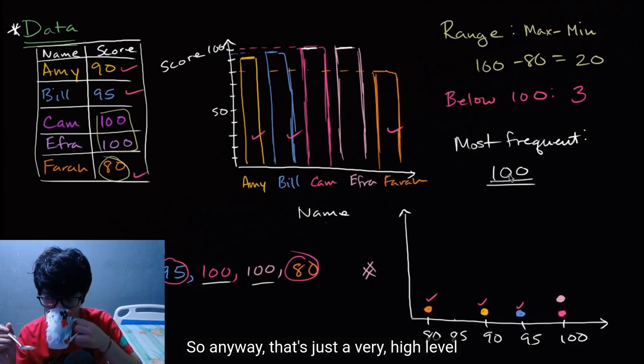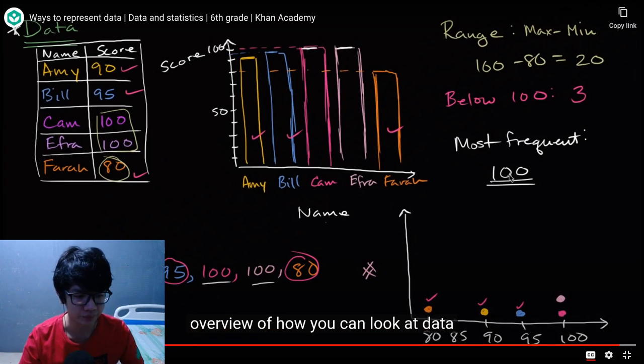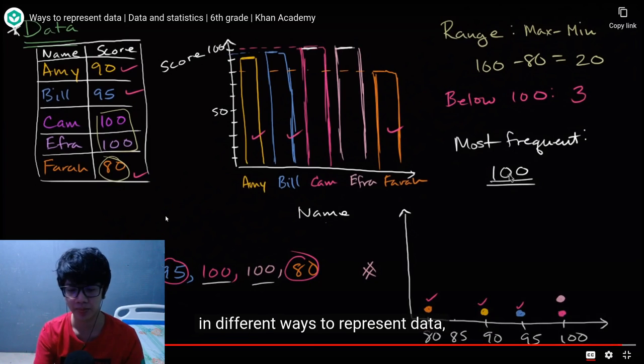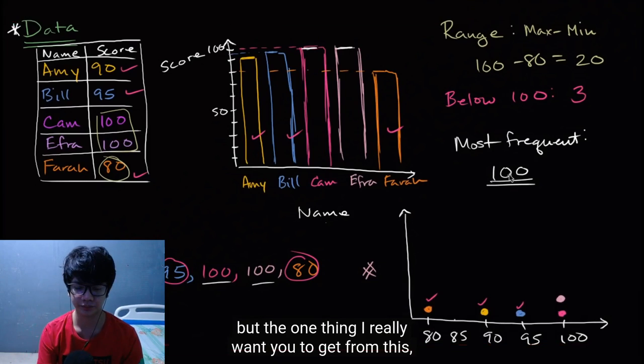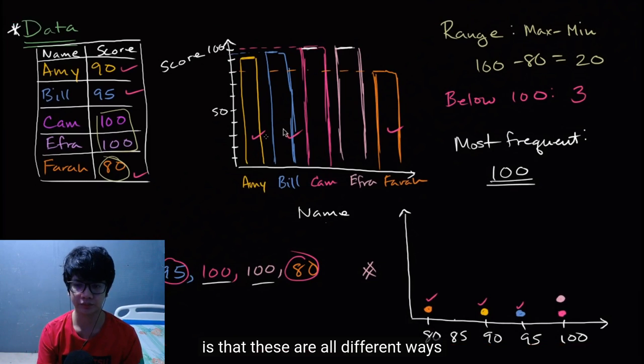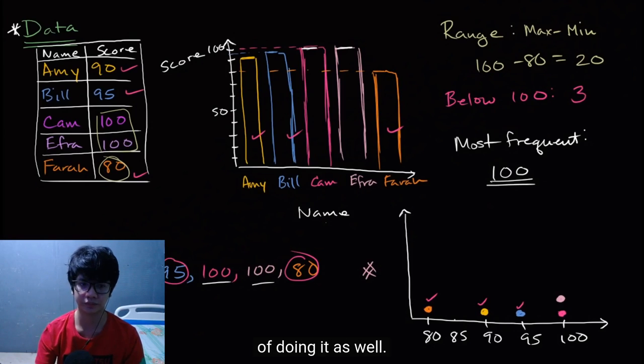So anyway, that's just a very high level overview of how you can look at data and different ways to represent data. But the one thing I really want you to get from this is that these are all different ways of representing the same data. And we could probably invent other ways of doing it as well.